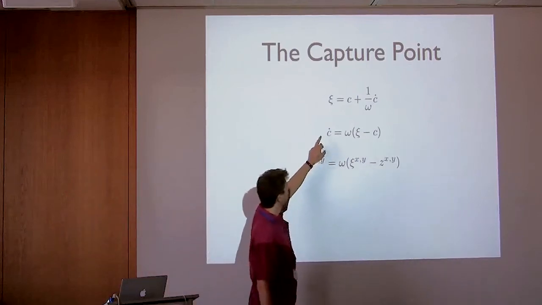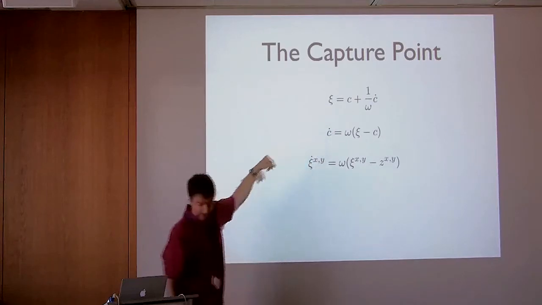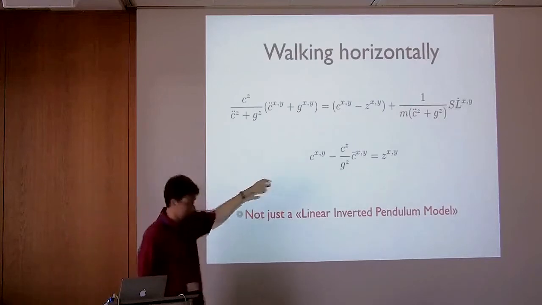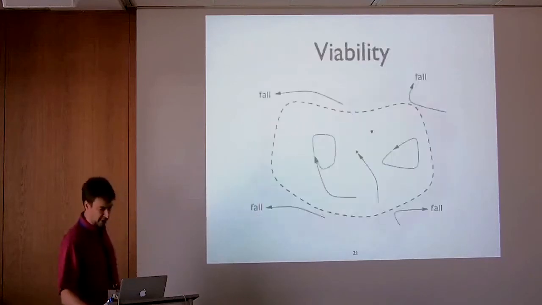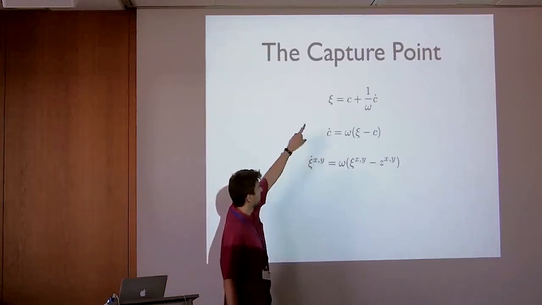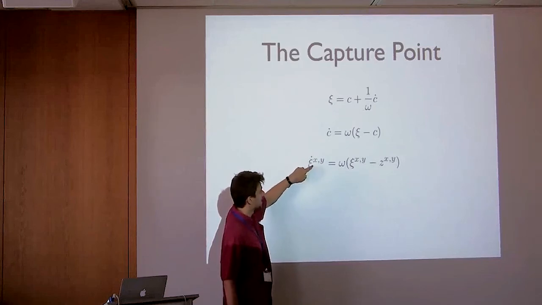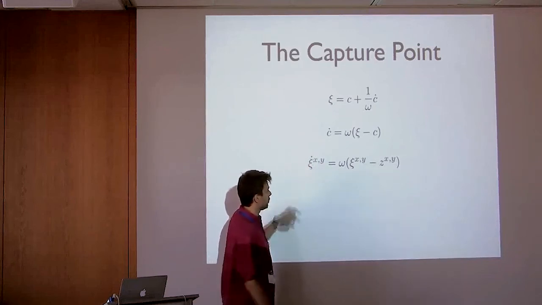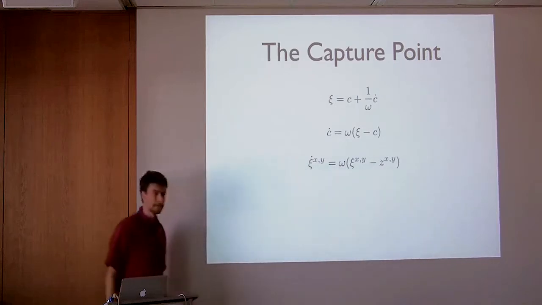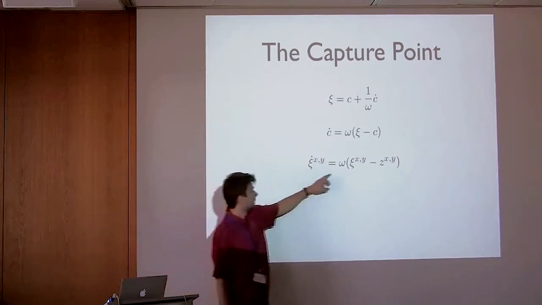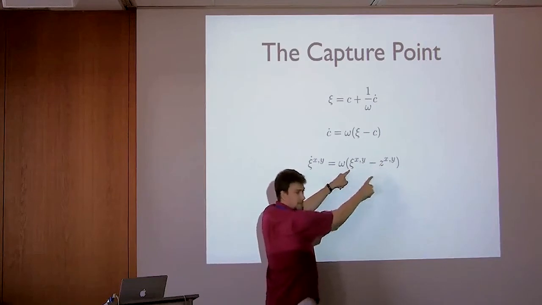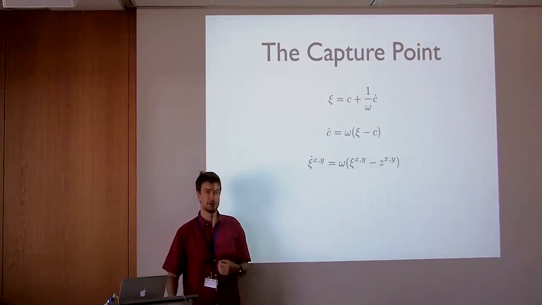And then if you introduce this change of variable in the linear dynamics that we have here, you can rewrite things very simply in a few minutes, and you end up with these dynamics of the capture point. So the speed of the capture point is proportional to the position of the capture point with respect to the center of pressure. Okay. But here it's a diverging speed. So here C is moving away from Z. The capture point is moving away from the center of pressure.